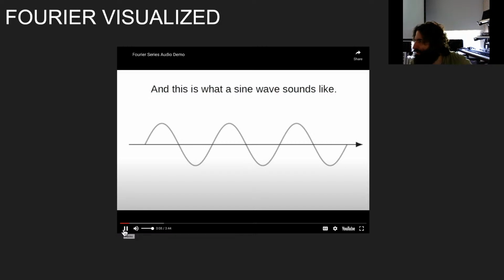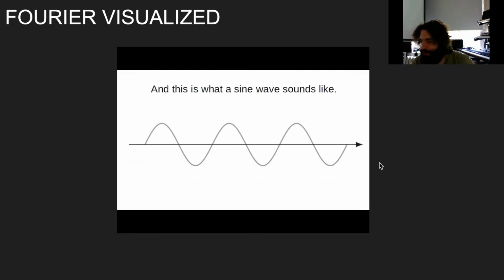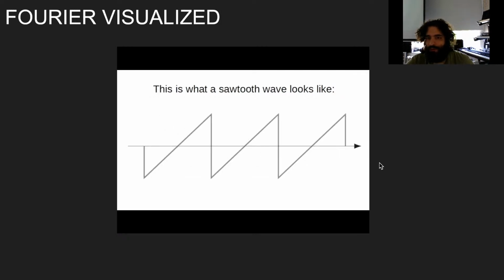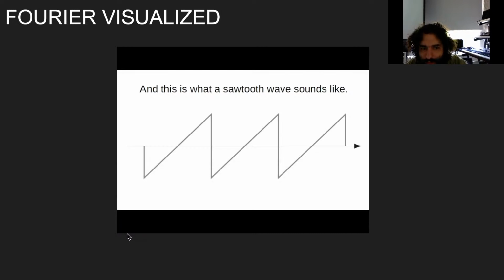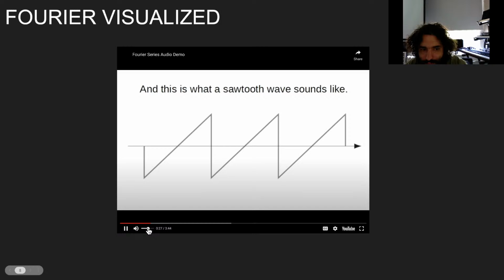Do you remember it or not? What a sine wave sounds like. So we have a sound wave, and this is how a sine wave sounds like. This is what a sawtooth. And this is a sawtooth. And this is what a sawtooth wave sounds like. So that's how sawtooth wave sounds.